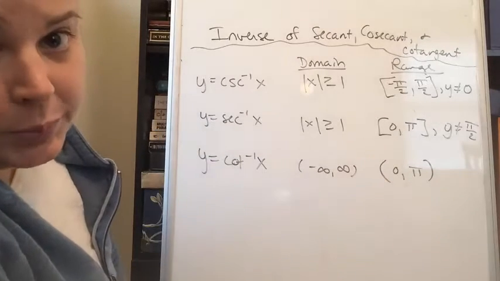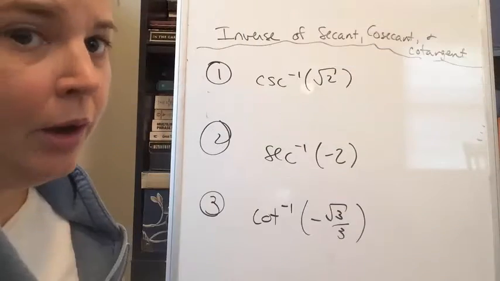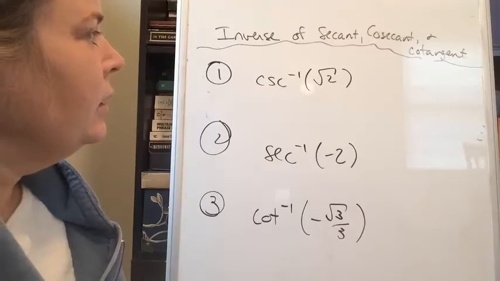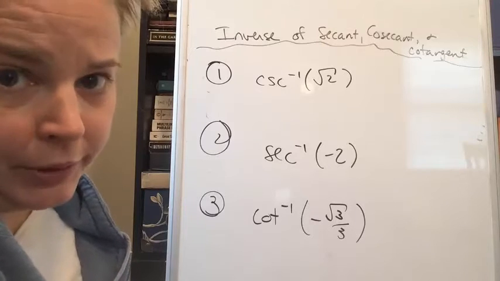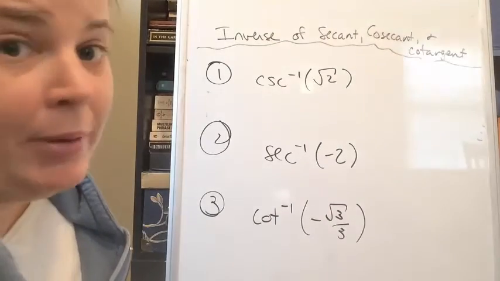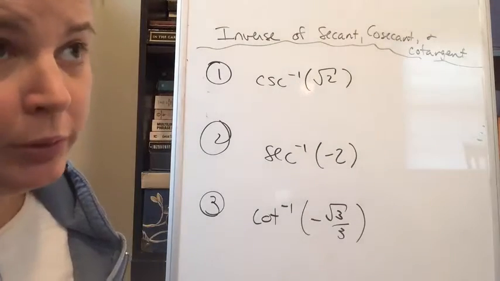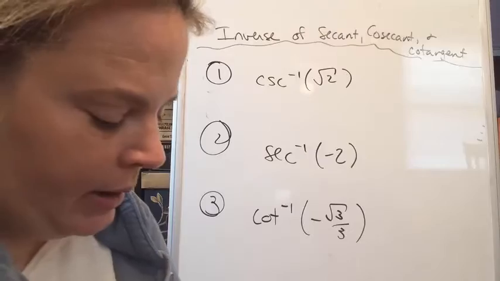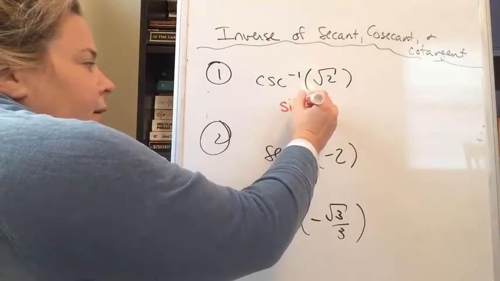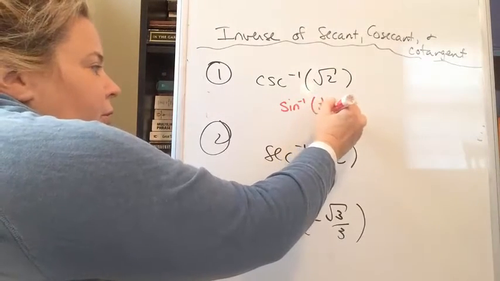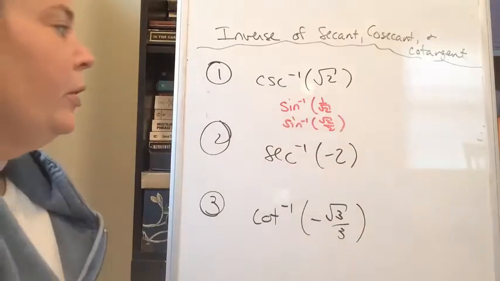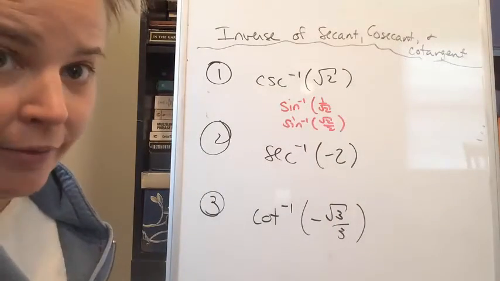So let's solve some of these problems. All right, so I got a couple examples up here. What is inverse cosecant of square root of 2? Well, I think the easiest thing for me is to think of the reciprocal. When is cosecant equal to square root of 2, if you haven't memorized it by now? I would think of when is sine equal to 1 over square root of 2, which is square root of 2 over 2, right? And that you would say is pi over 4.